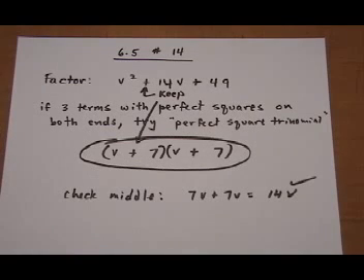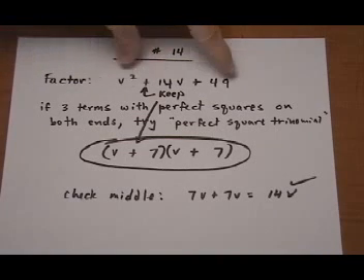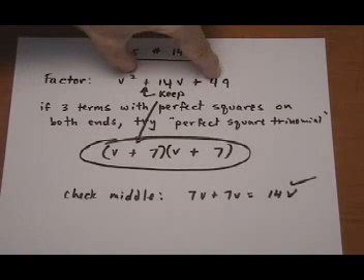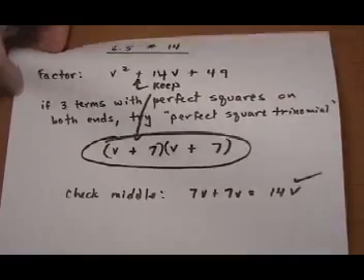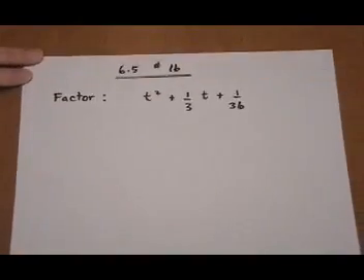All right, so that's how you can know that you want to use the perfect square trinomial factoring. And usually I just look and see if I have perfect squares on the ends. I try it and see if it works. If it doesn't work, I go to the normal trinomial factoring. Let's try one more, 6.5, number 16.